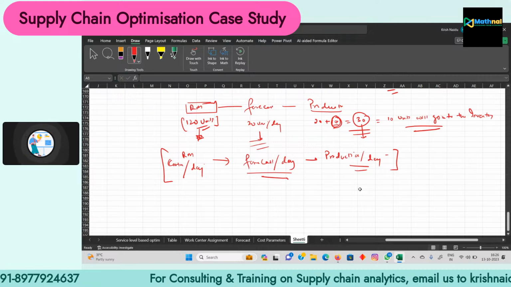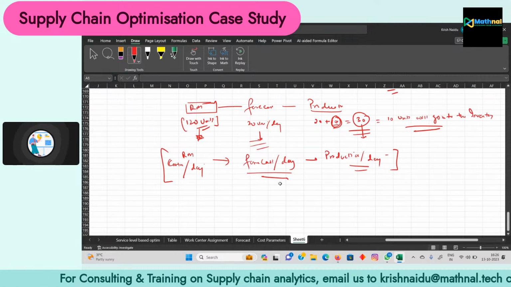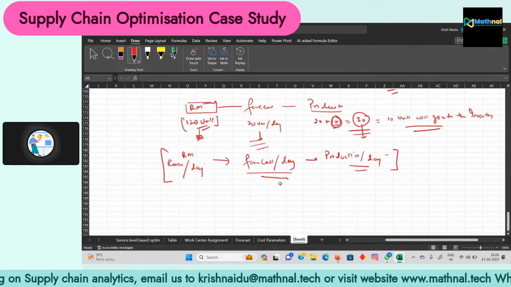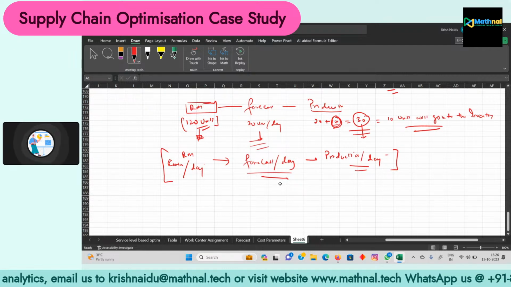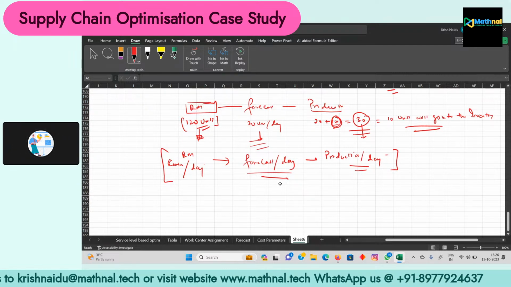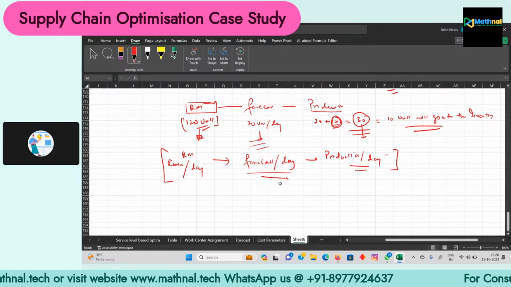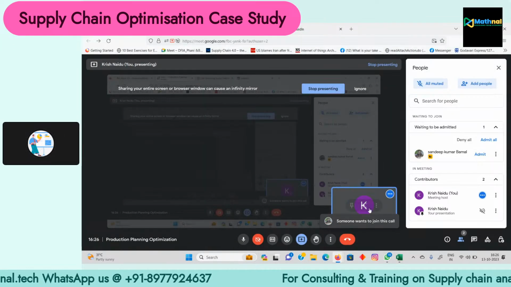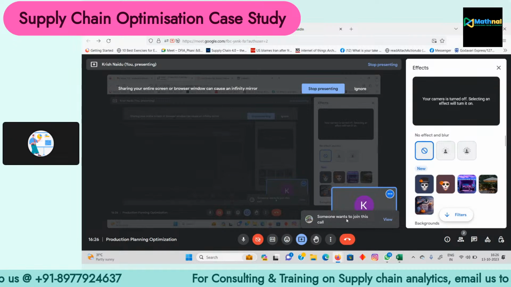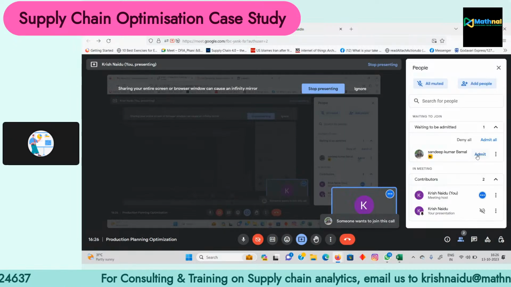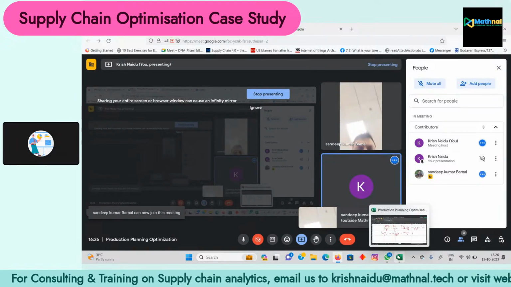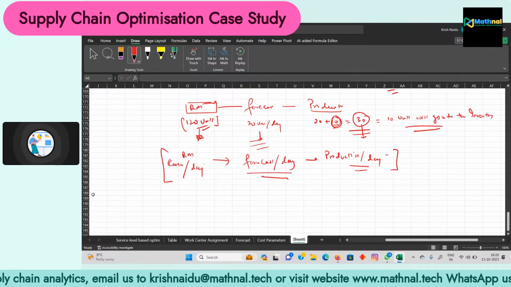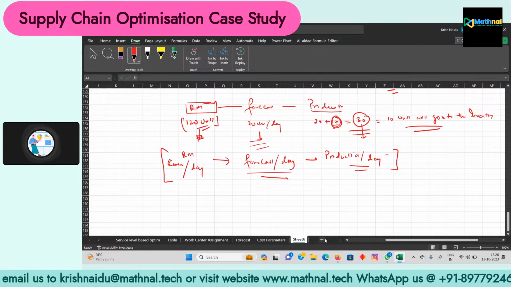Okay. So now let's move to the next case. We have understood our raw material consumption per day, forecast per day, and we also understood our production per day. Okay. So now let's look at the new case. Now let's move into the inputs and outputs, other inputs and other outputs.